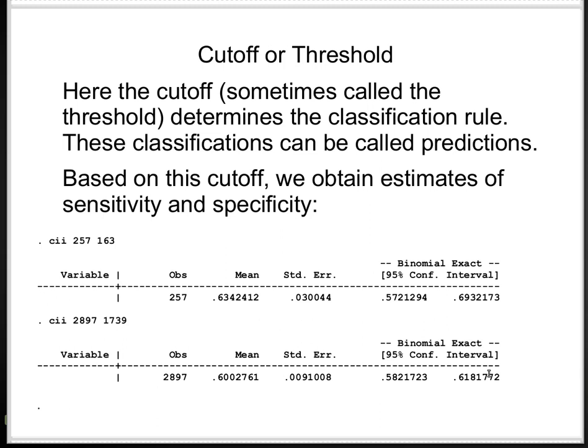So what we've done is gone from the fitted values to predictions, and then a measure of how well we've done. That is, the sensitivity and specificity estimates together with confidence limits for those two characteristics.